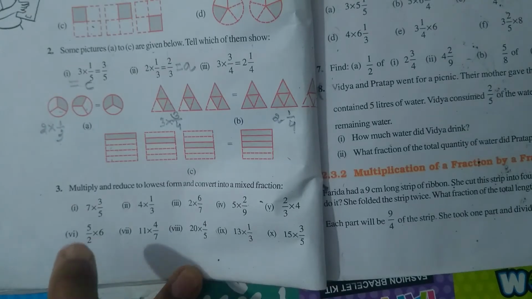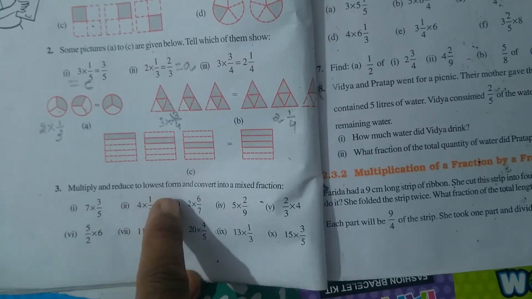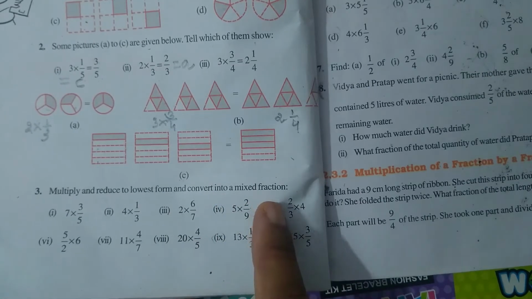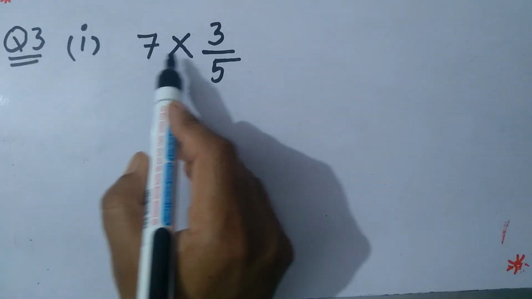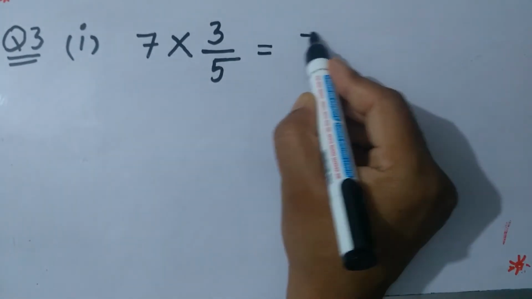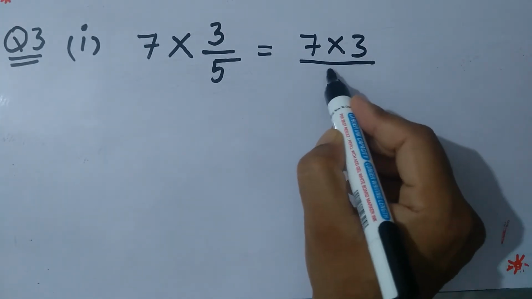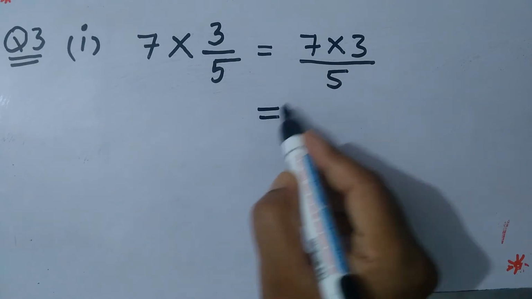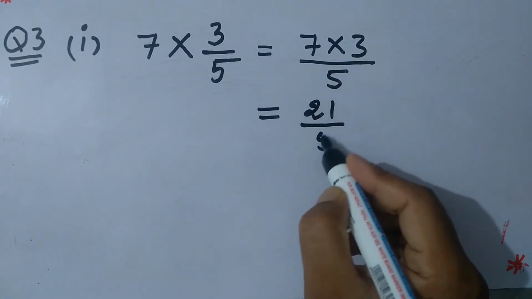Now we have question number 3. Multiply and reduce to lowest form and convert into a mixed fraction. So these are the questions. We shall discuss them one by one. The very first part is 7 into 3 upon 5. It means 7 into 3 divided by 5. So the answer is 7 into 3, 21 upon 5.